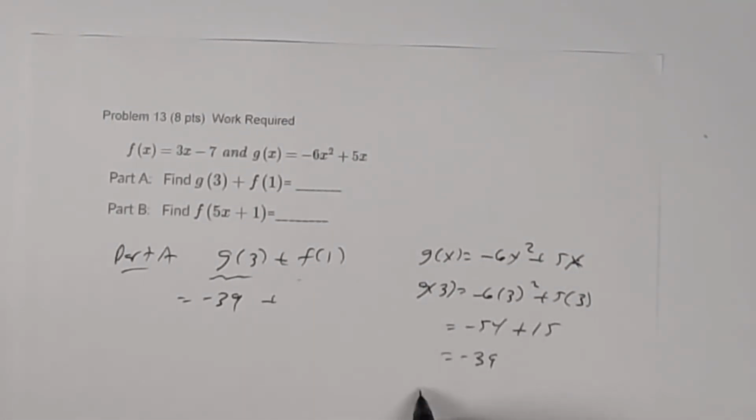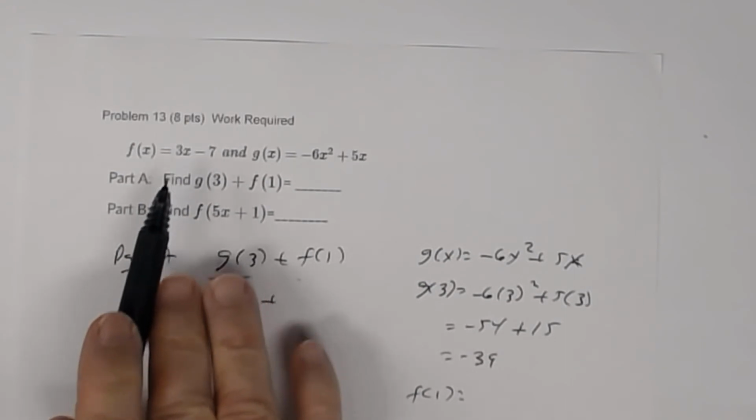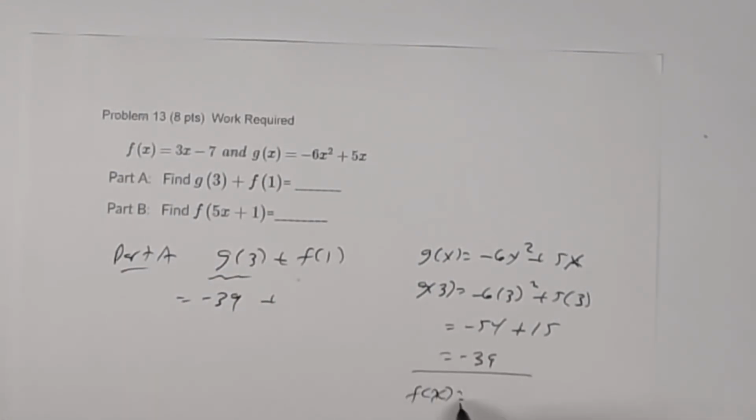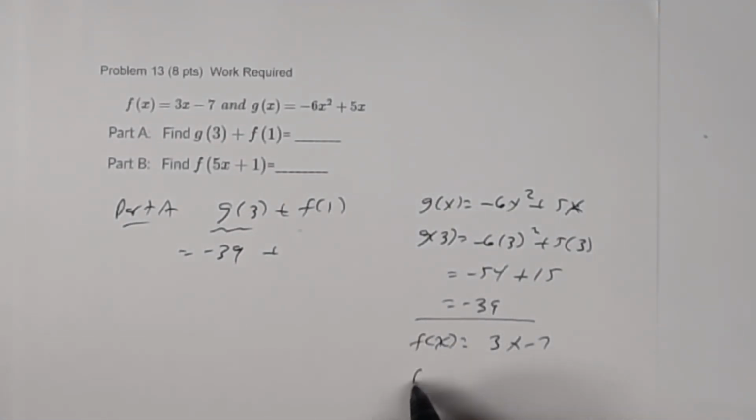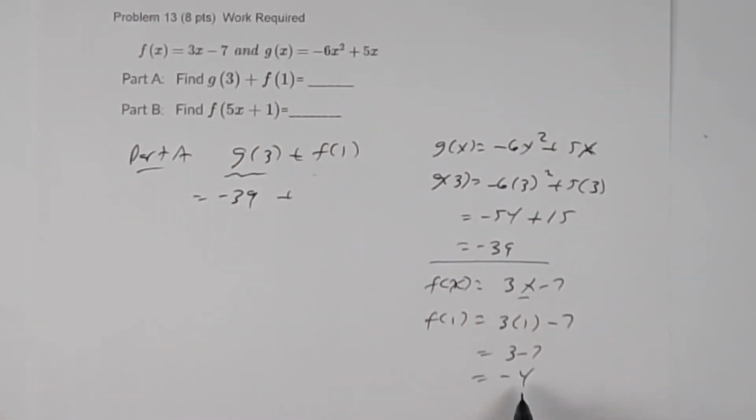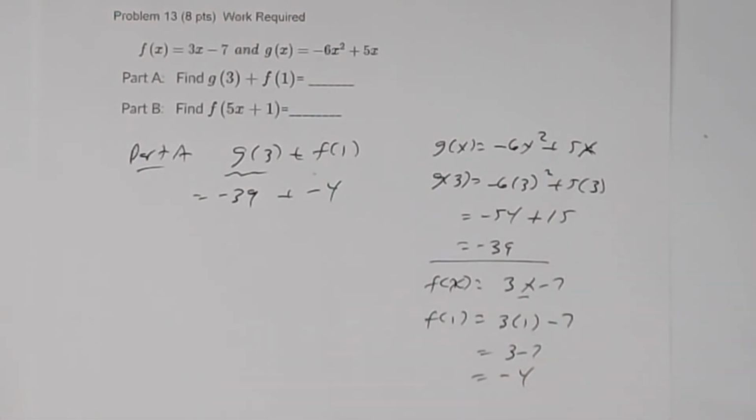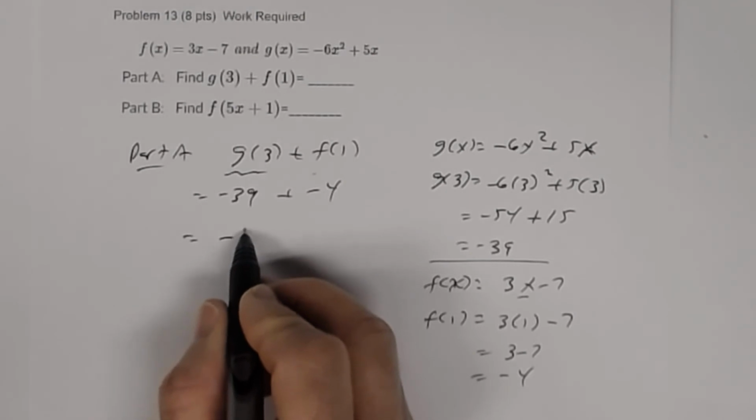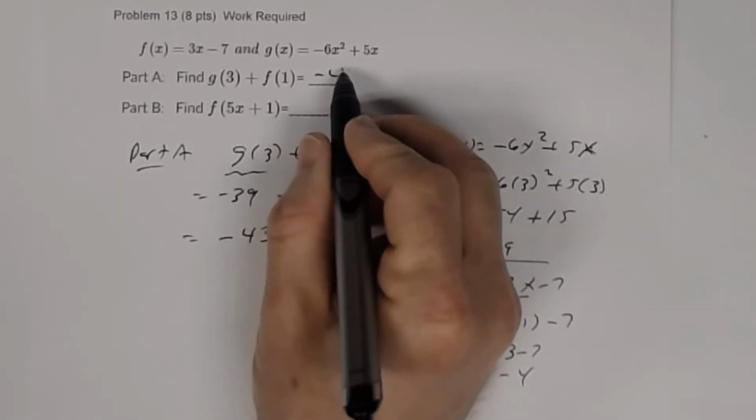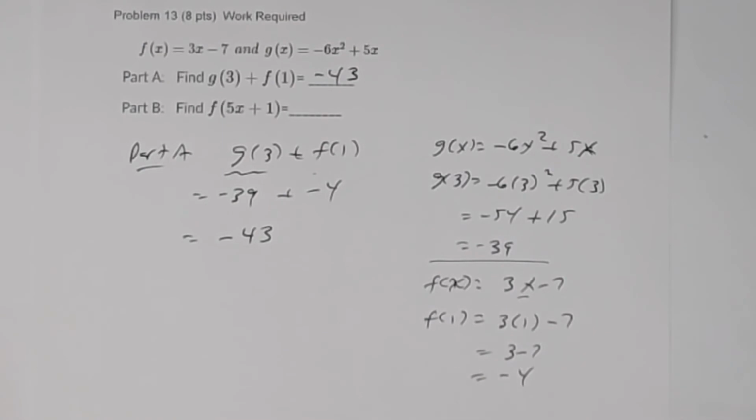Now, we got to find f of 1. So f of 1, then I go to my function f. So let me go ahead and rewrite this as f of x. So f of x is 3x minus 7. Now to find f of 1, where we see the variable x, I substitute 1. So it becomes 3 times 1 minus 7. 3 times 1 is 3. 3 minus 7 is a negative 4, right? All right, so that becomes negative 39 plus a negative 4. And so negative 39 plus a negative 4 is a negative 43. All right, so that was part A.